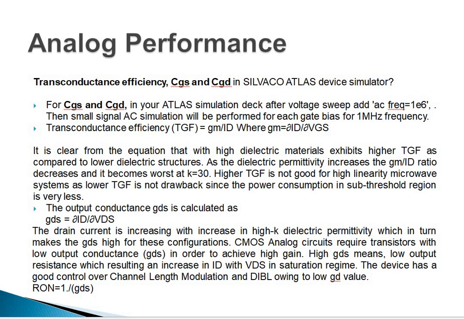The output conductance GDS is calculated as the change in ID with respect to the change in VDS, the drain to source voltage. The drain current increases with increase in high K dielectric permittivity, which in turn makes GDS high for these configurations. CMOS analog circuits require transistors with low output conductance in order to achieve high gain. High GDS means low output resistance, resulting in an increase in ID with VDS in the saturation region. The device has good control over channel length modulation and DIBL owing to its low GDS value. The on resistance is inversely proportional to GDS: R on is equal to 1 divided by GDS, the output conductance.